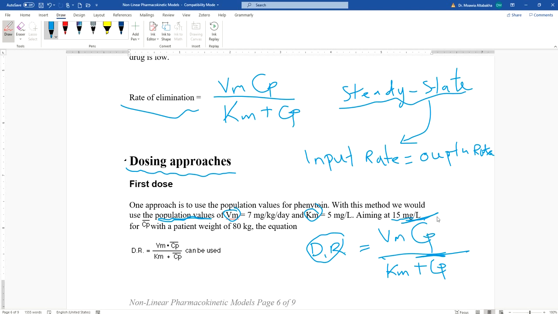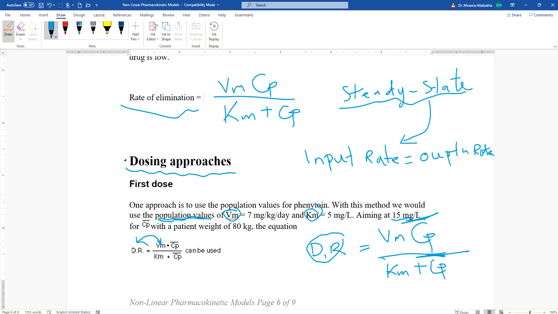So this is your start. Your start will be to look at the population values, and you can get them from the literature, as I said. And when we look at our target, we have to bear in mind the therapeutic window. It could be from 10 to 20. In this case, we will use 15 as the target average. Okay, as such, we can use this equation. So our dosing rate will be equal to Vm, which is the maximum rate of metabolism, and don't forget that these two have the same units always.